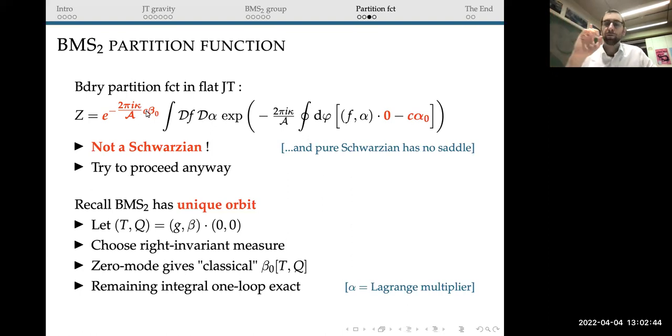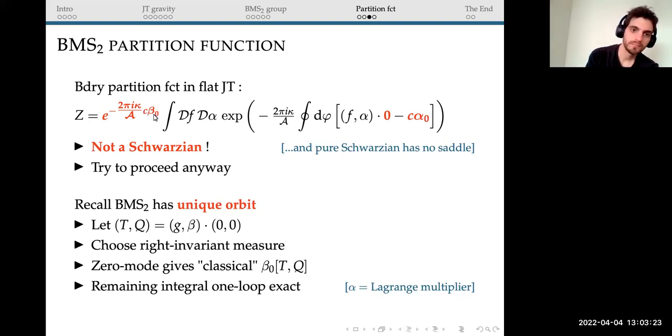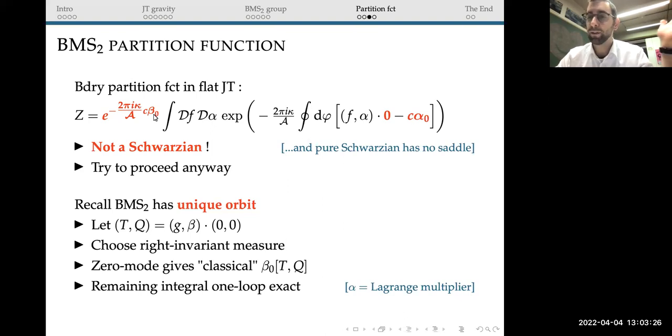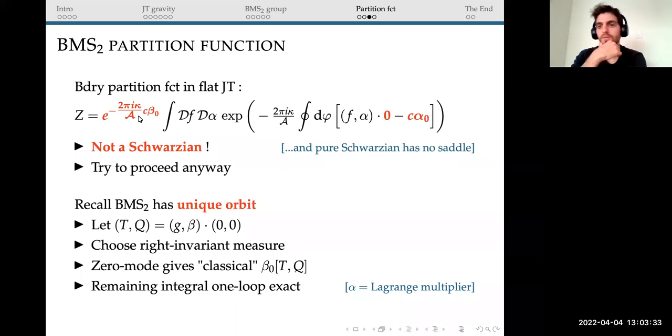One way to think of it is the following. I mentioned that BMS2 has a unique orbit, but that's not true of the warped Virasoro group. So you can say, let me consider an element of the warped Virasoro subgroup, meaning I restrict beta such that it has vanishing zero mode. I deliberately declare that beta naught is zero. Then I'll be able to write T and Q as G beta times something which is constant on the right-hand side. And that constant is the one that appears here at tree level. So you can think of this as a warped Virasoro invariant, I presume. I haven't tried to make this precise, but I think it's really a warped Virasoro orbit invariant as opposed to a BMS2 invariant. That's the best interpretation I can give of it.